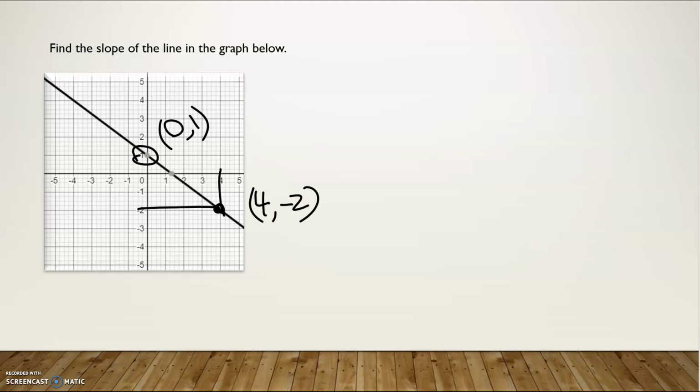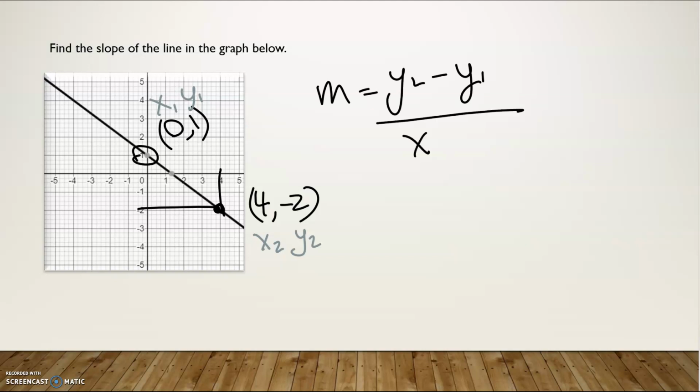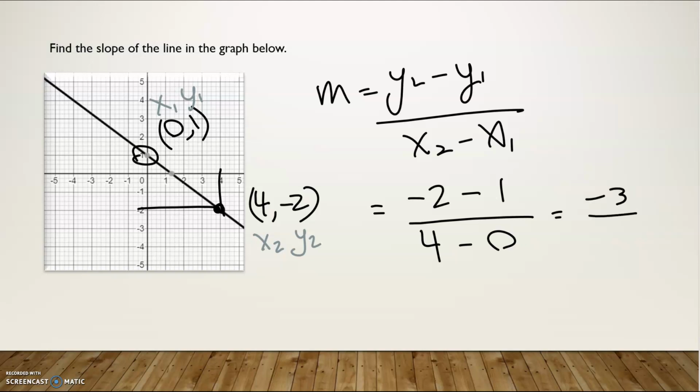So we have the ordered pair (4, -2). It doesn't matter which one I label as x1, y1. We'll go ahead and say that this is x sub 1, y sub 1, and this can be x sub 2, y sub 2. So slope is y sub 2 minus y sub 1 over x sub 2 minus x sub 1. So y sub 2 is -2 minus 1, over 4 minus 0. So this is -3 over 4. Okay, so our slope for this line is -3 over 4.